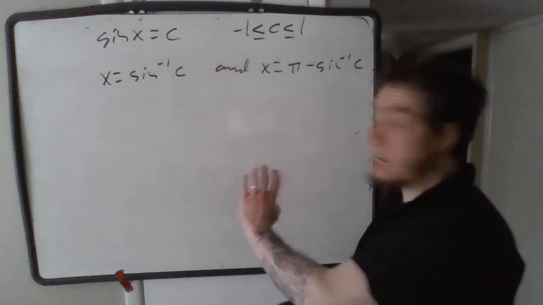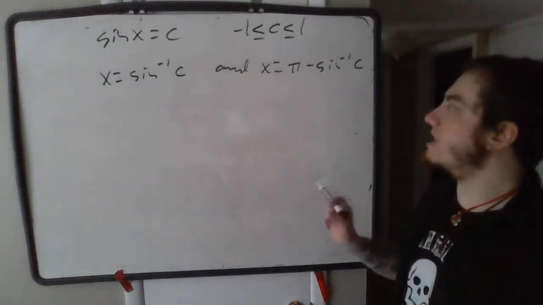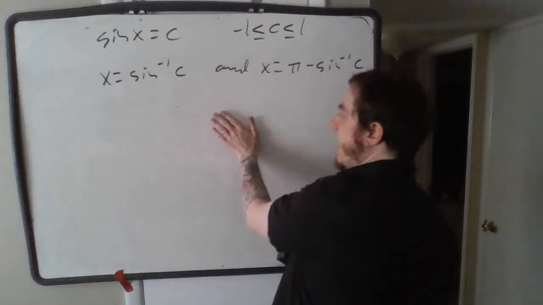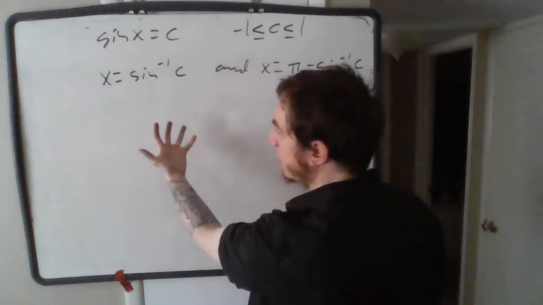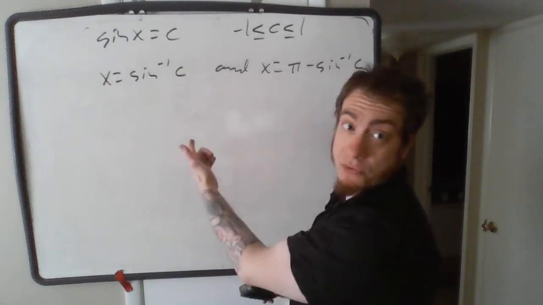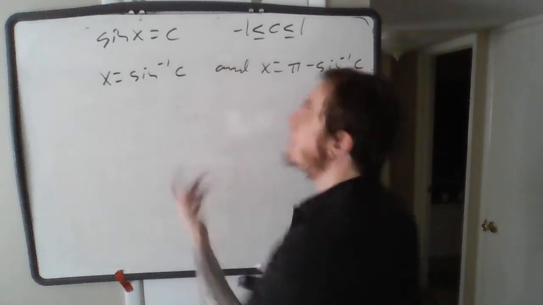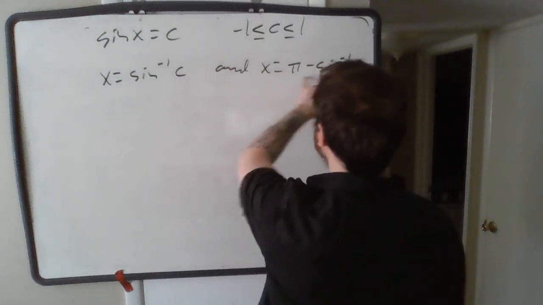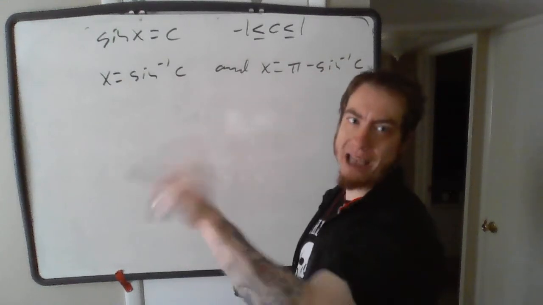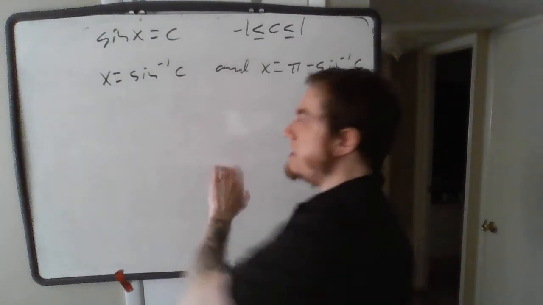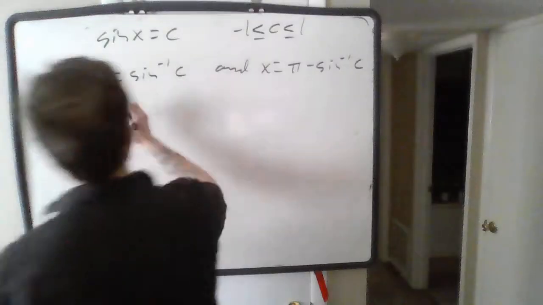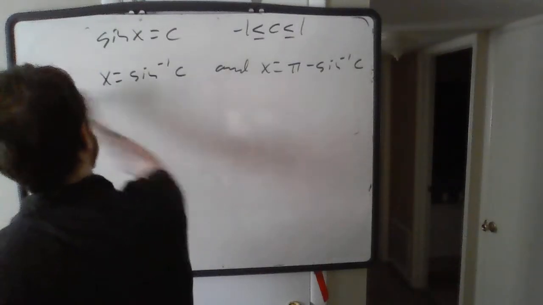Now, the reason for this is exactly what we just did. You're going to get one angle plus that angle reflected horizontally. Well, what happens when you reflect an angle horizontally? You basically just take that angle and you subtract it from an angle of pi. And that gives you the angle horizontally reflected. So these are our base solutions.